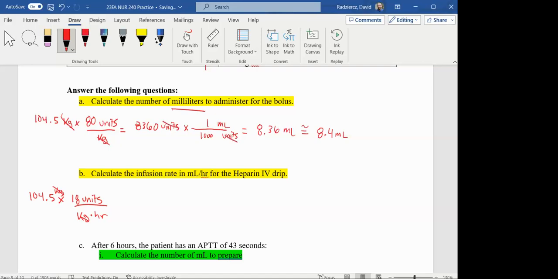I always like to show that I'm crossing out my units just for completion. So I'm going to take my 104.5 times 18. I'm going to get 1,881. This is units per hour. Again, I don't want units per hour. I want milliliters per hour. So this is what you've done previously with the infusion rates for converting units per hour to milliliters per hour.